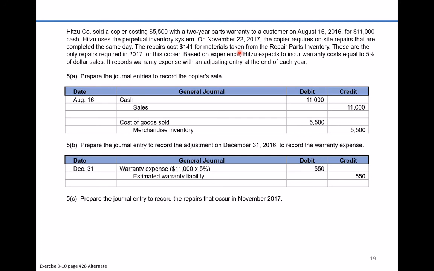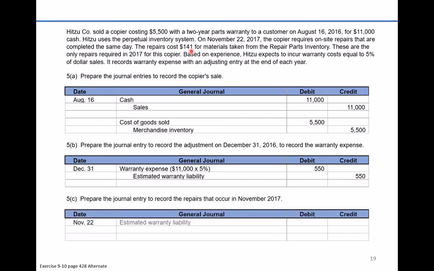And the offset, that debit, that thing we set aside in the future to use, we set aside that estimated warranty liability. It had a credit balance of $550. How do we use some of that up? Well, we debit for the portion used up, in this case for $141. So debit estimated warranty liability for $141 and credit repair parts inventory for $141. And that finishes up the transaction on how to record estimated warranty liabilities.